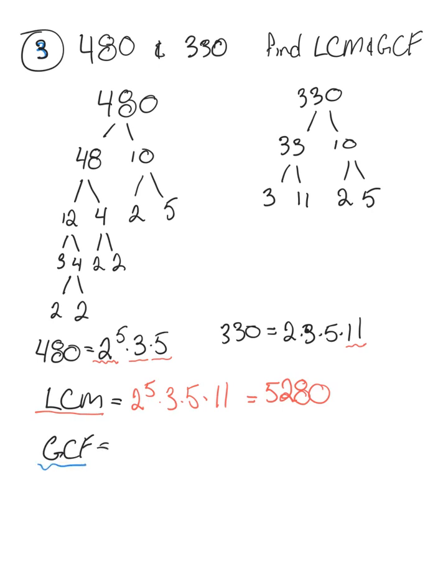Meanwhile, the GCF, I'll go in blue, will be the common between each of them, which is 2 to the 1, 3 to the 1, 5 to the 1. 2 times 3 times 5, which equals 30. So therefore, that's how you find the LCMs and the GCFs of two given numbers.